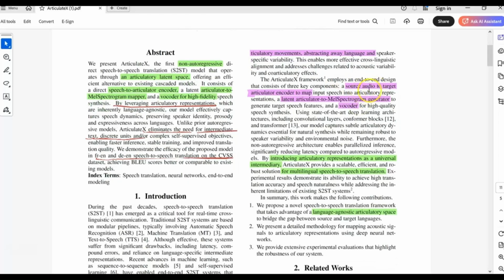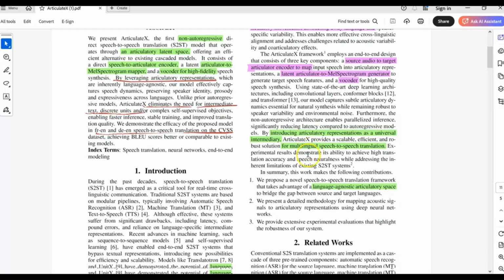So what's happening is you take the source audio and convert it to the sound in the target language, which here they call the target articulator. Then we need to convert that sound to a MEL spectrogram. And finally, the MEL spectrogram gets converted to speech in the target language using a vocoder.